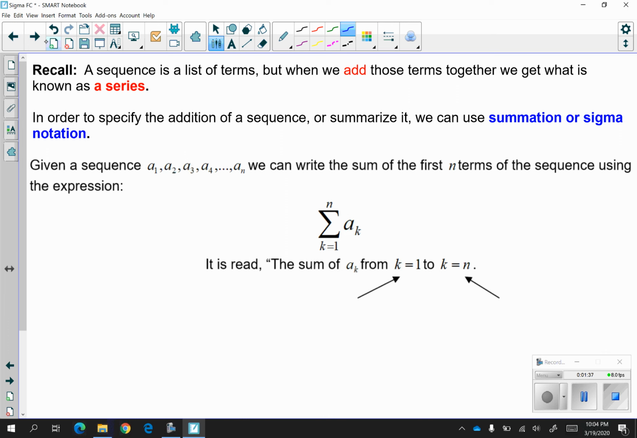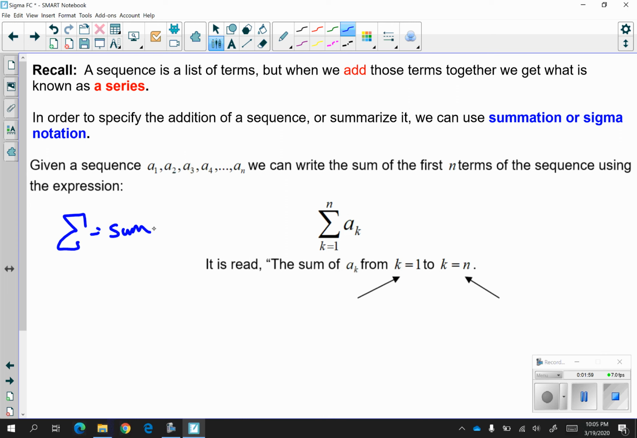Now, remember that a sequence is a sub 1, a sub 2, a sub 3, all the way up through a sub n. We can write the sum of the first n terms of the sequence using this expression. Now we're going to break it down. We're going to talk about the sigma. Sigma specifically means the sum.